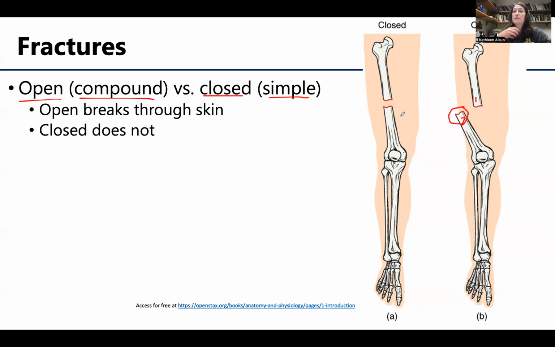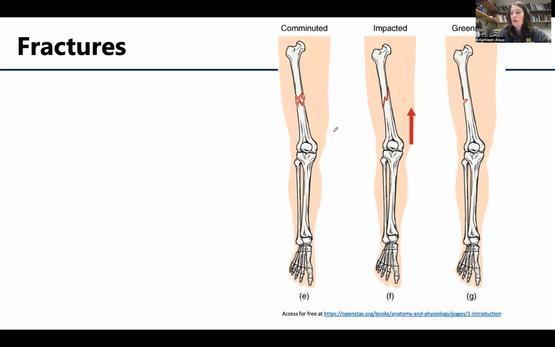So while you can have some very serious closed fractures, particularly in situations where a bony fragment can, say, puncture another organ, generally these open or compound fractures are more emergent situations than what you have with the closed. But again, you can have very serious closed ones as well. All right, so there's three major types.